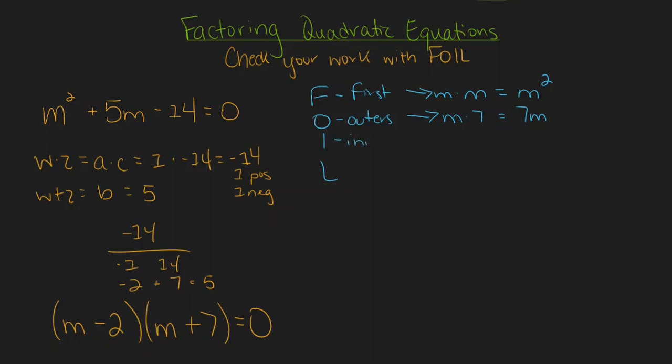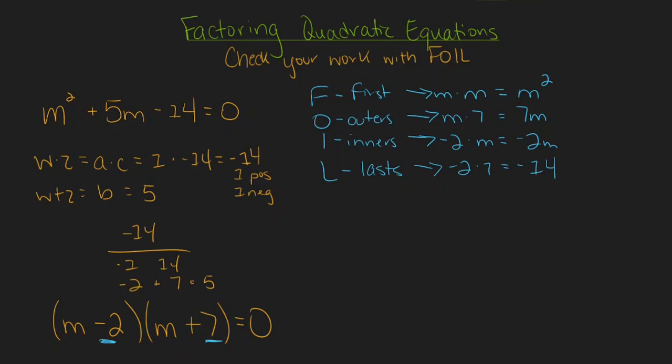The I stands for inners, using the two innermost terms of our factors. In our situation, that would be the negative 2 and the m. When I multiply these together, I get negative 2m. And finally, the L stands for lasts. This is using the last term, or the regular number, of each factor and multiplying them together. In our case, this will be negative 2 times 7, which gives us negative 14.